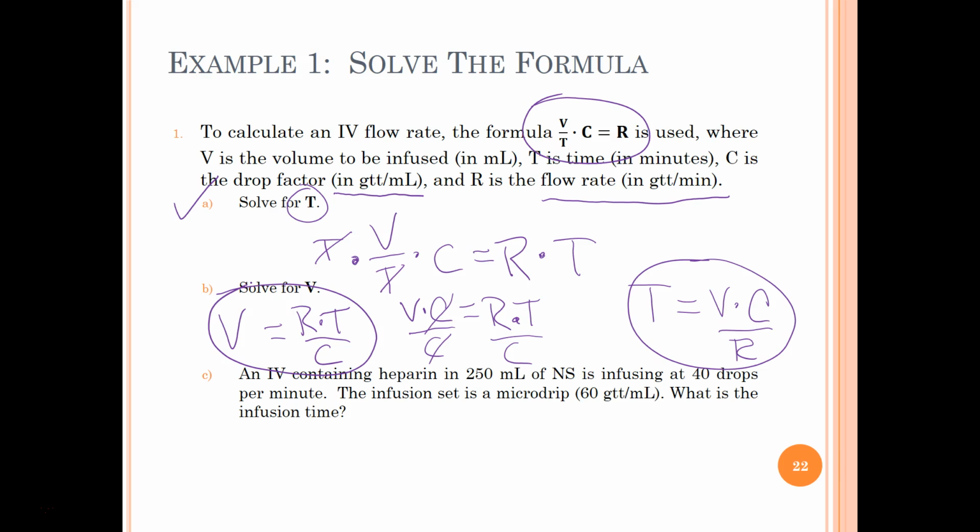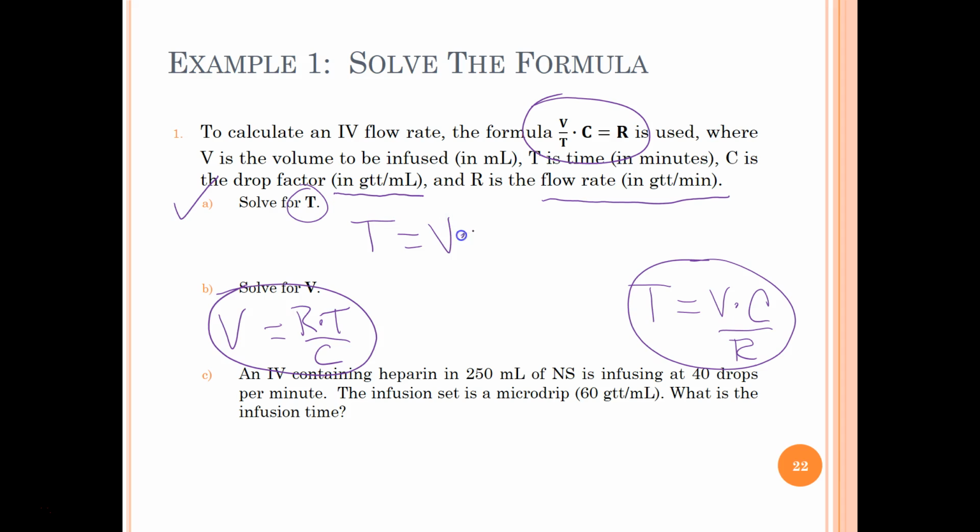All right, so we have our working equation for part A and part B. And let me just move this up here and put it in the right place. So here, T equals V times C over R, or if we're looking for infusion volume, V equals R times T over C. So notice in part C, let's see which formula is going to be the best to work with. Well, we're asked to find, given the information, the infusion time. So we're going to take this formula: T equals V times C over R.